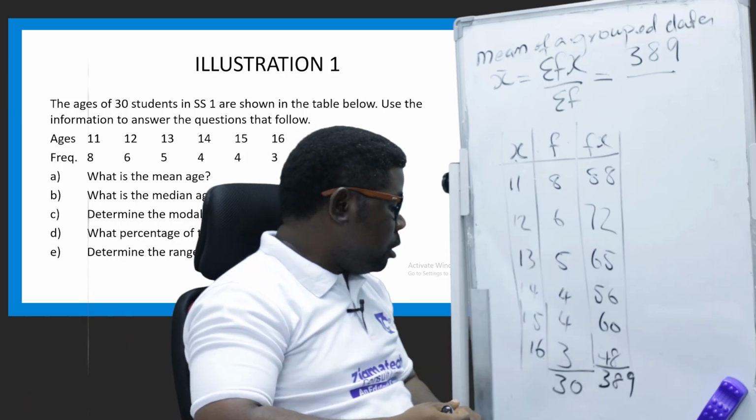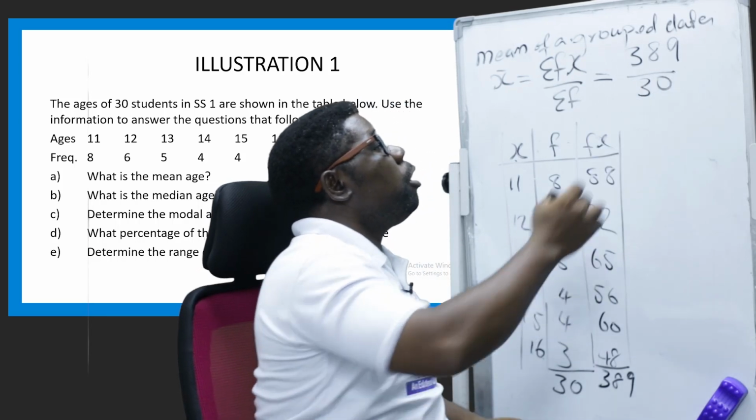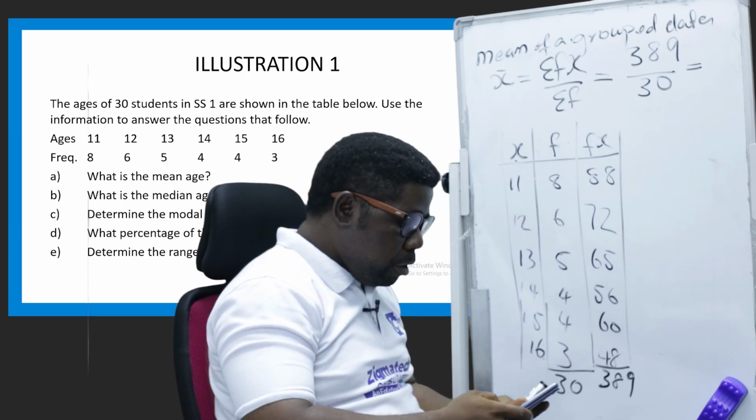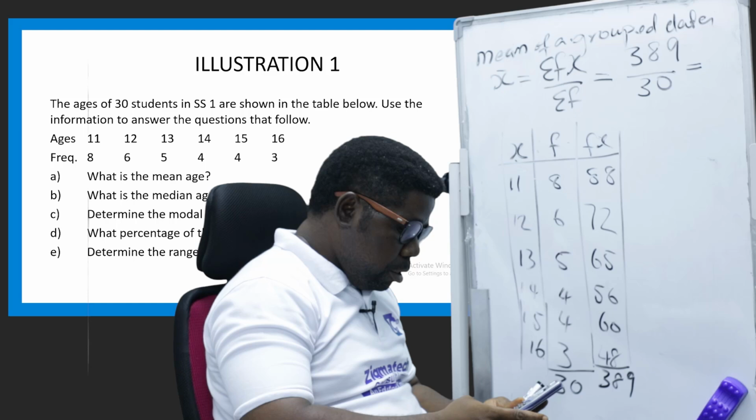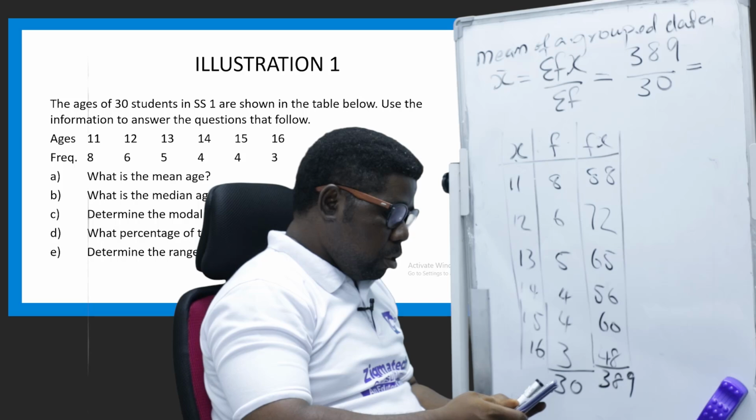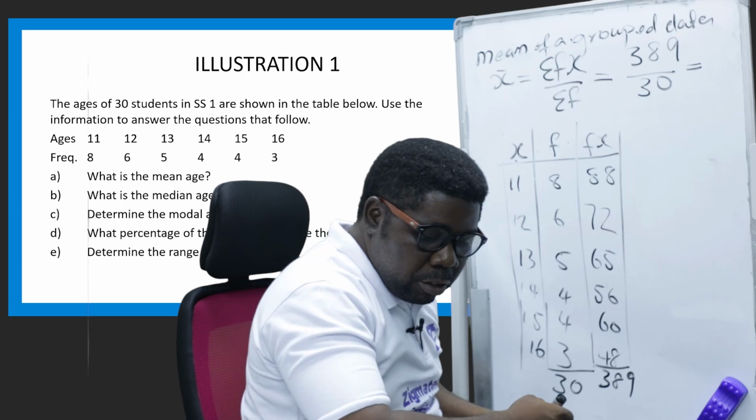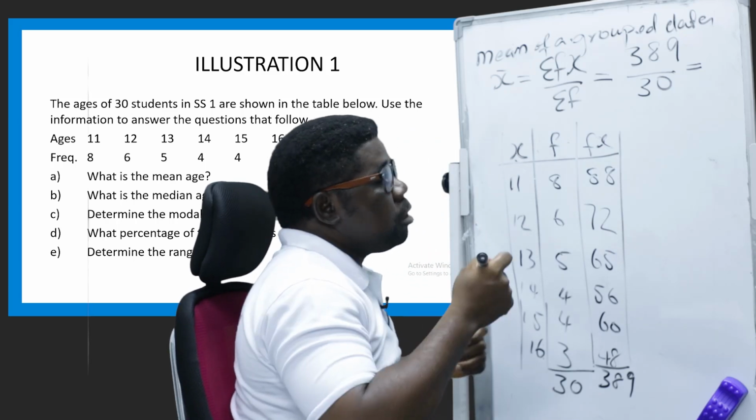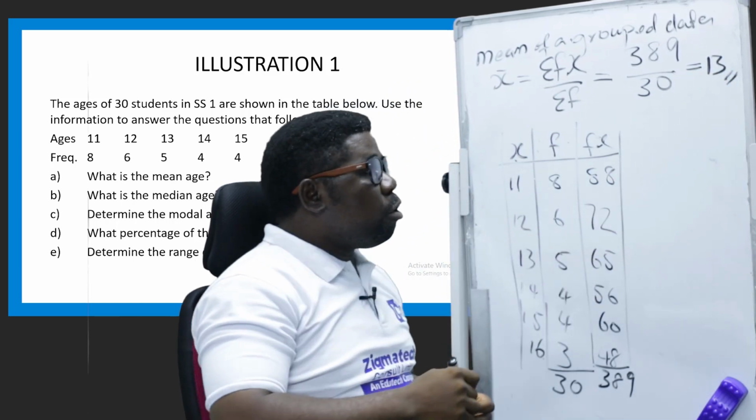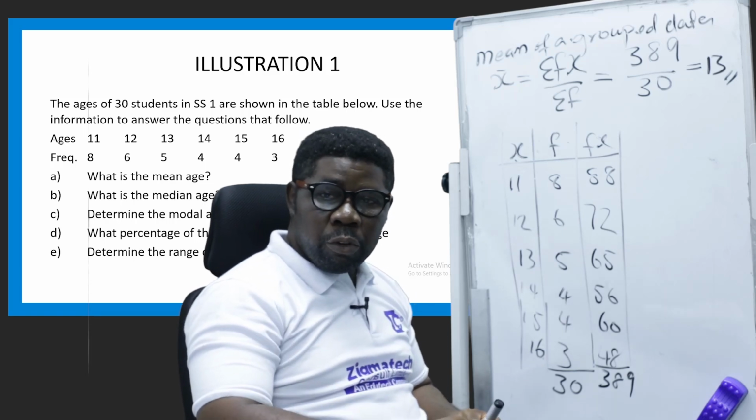So our frequency is 30. So what do we do? We divide this by 30. What will be your answer? If you divide 389 by 30, you will have 12.9, or you can say 13. 12.96, 12.97, approximately 13. So we'll have 13 as our mean. Solved. Is it not easy to do? Very easy. So yes, that's how you attempt it.